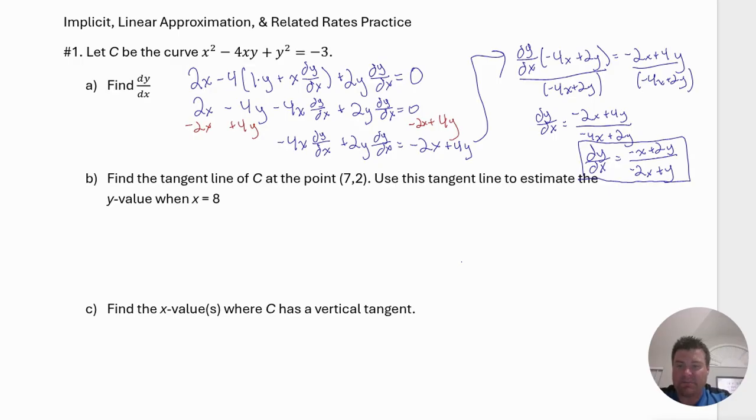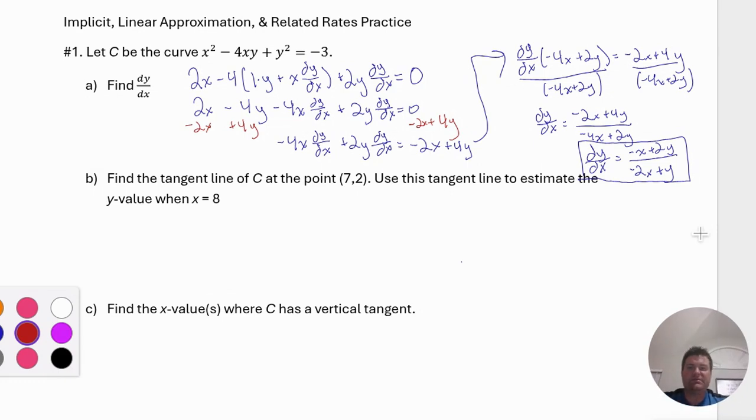Problem here, same prompt, same curve. Find the tangent line of C at that point 7, 2, and then use this tangent line to estimate the y value when x is 8. So just to give you a friendly reminder here, that is our point slope formula.